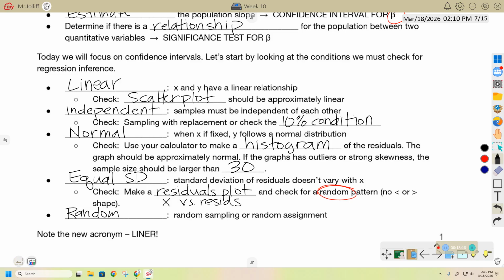Good. We listed in this order because they spell out something we can remember. Liner. Like eyeliner. Linear, independent, normal, equal SD, random. Liner.